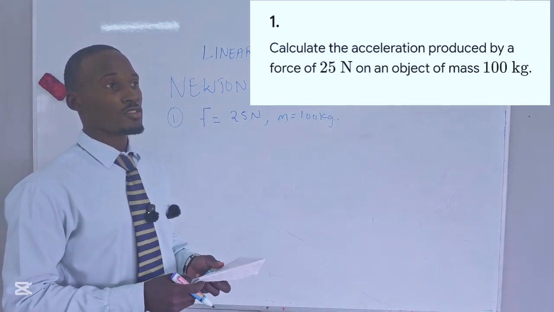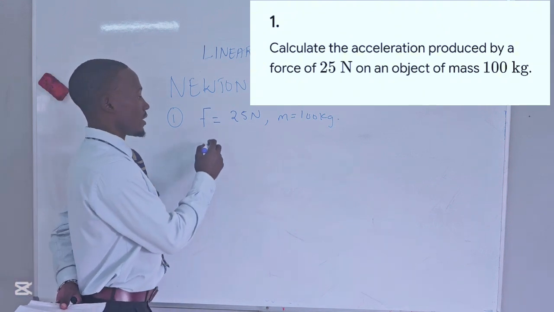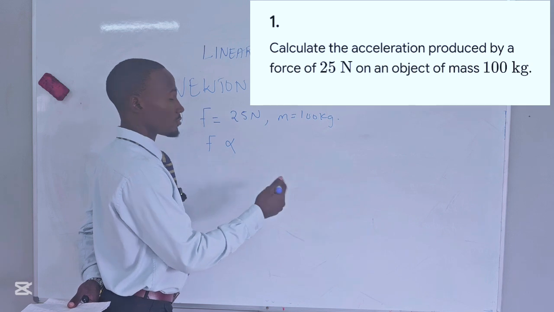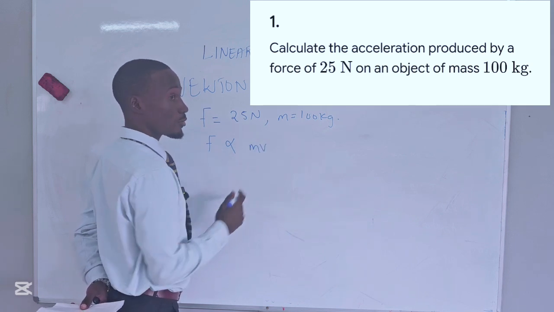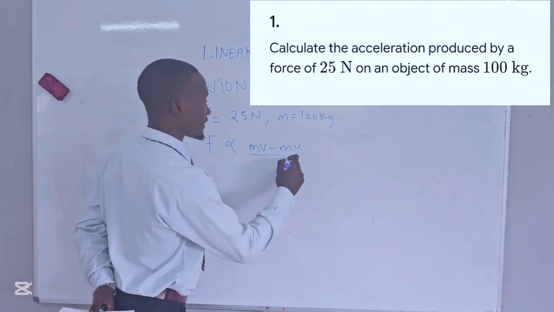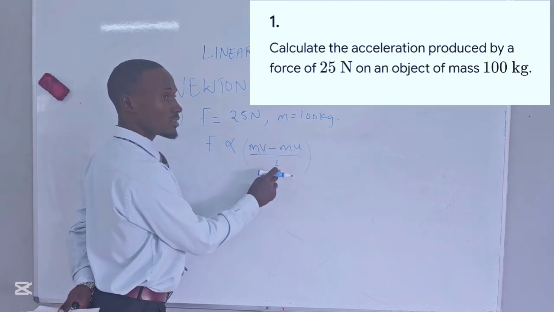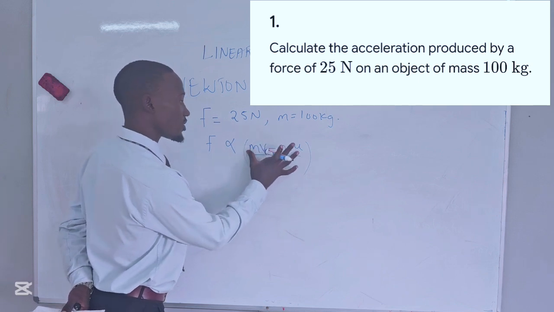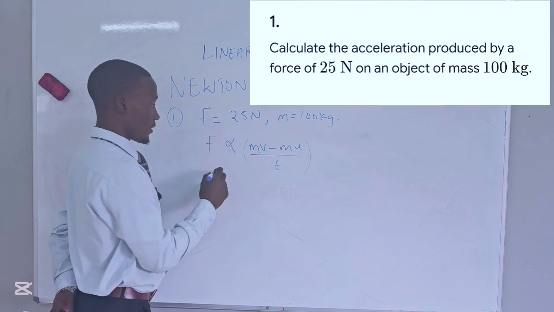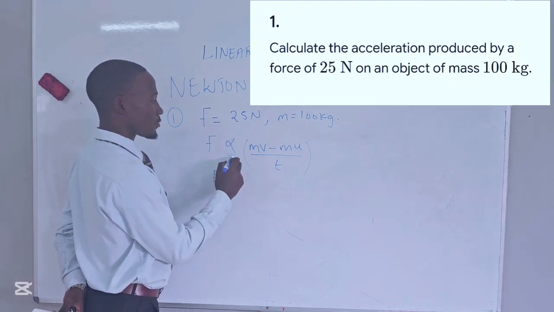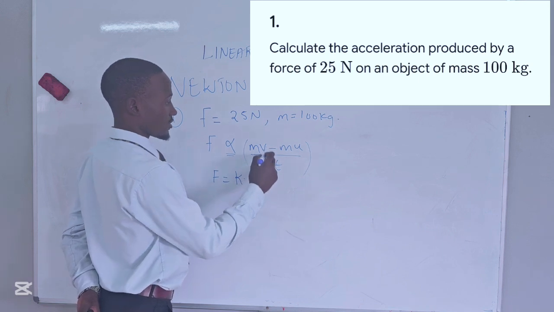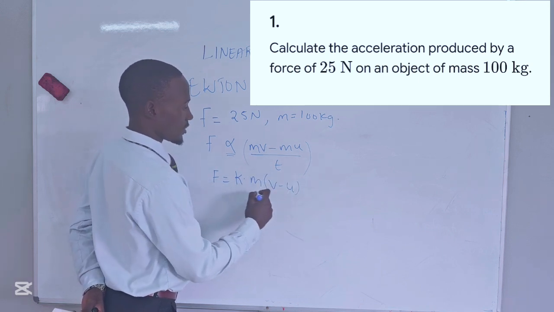So in the previous video, we saw that the force you apply on a body is proportional to the change in momentum. The change in momentum is the final momentum minus the initial momentum, over time; the rate means over time, the rate of change in momentum. Momentum is mass times velocity, as we are going to see. Then we said if we remove this proportionality sign, we introduce a constant. We can factorize it out there.